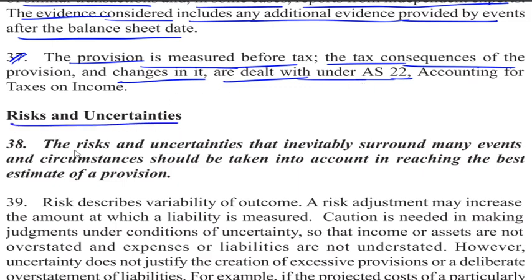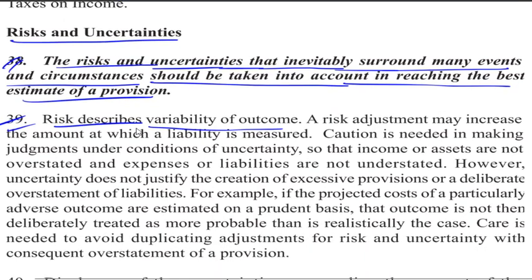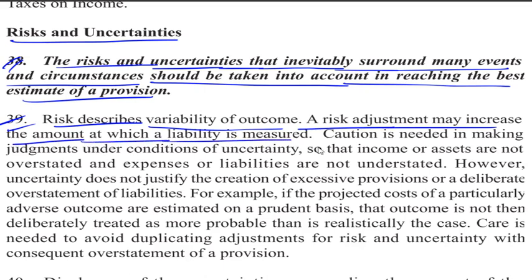Risks and uncertainties. Risks and uncertainties that inevitably surround many events and circumstances should be taken into account in reaching the best estimate of the provision. Risk describes variability of outcome. A risk adjustment may increase the amount at which the liability is measured.